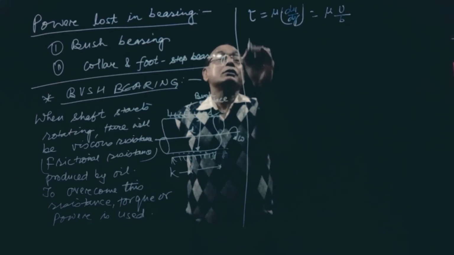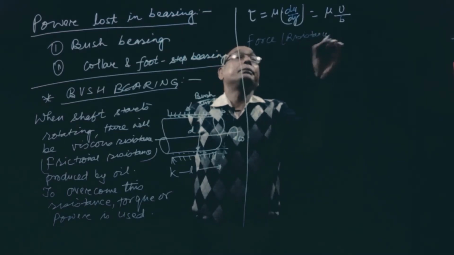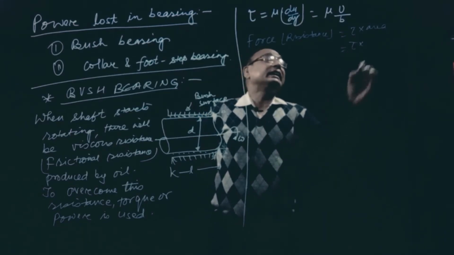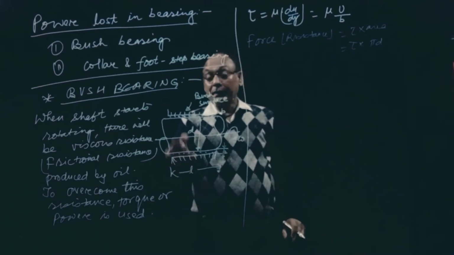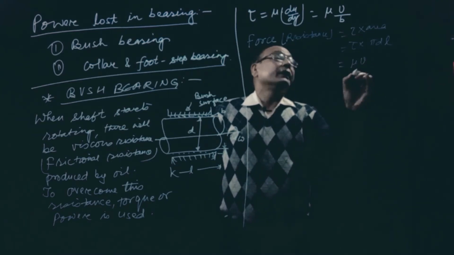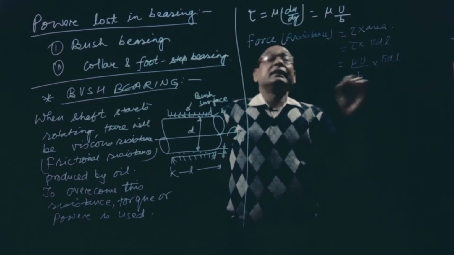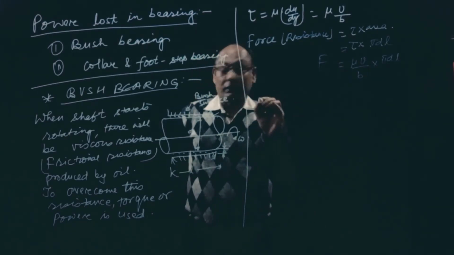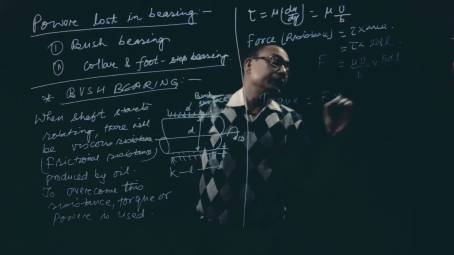The force, or resistance, will be tau into area. The area is pi d into L. So it is mu V by b into pi d L. This is the force. Now, what we have to find out is the torque. Torque is equal to force into radius.